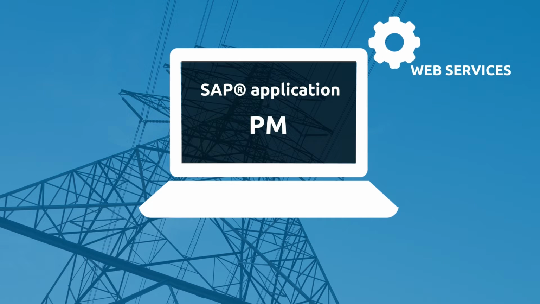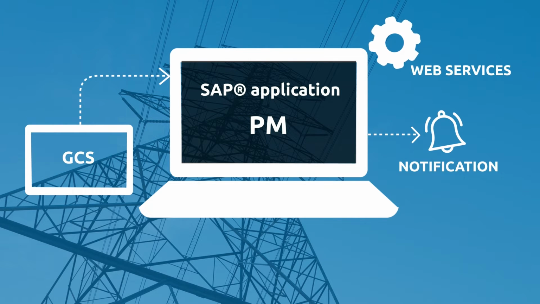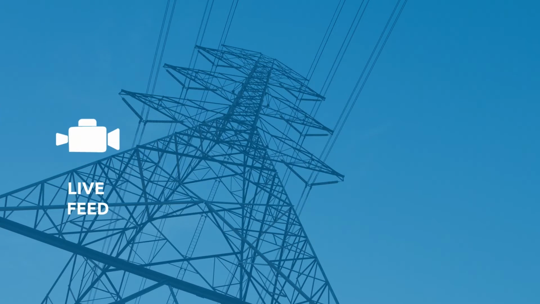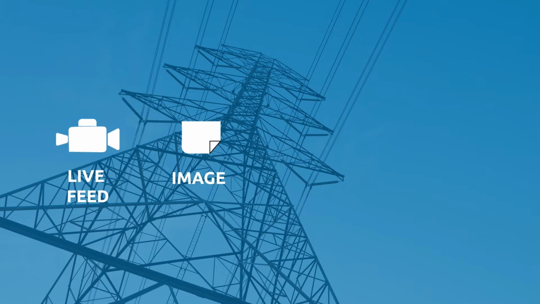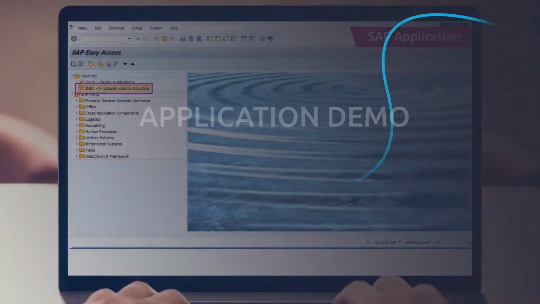Plant maintenance module is used to create master data for the Powerline data like functional location, class, characteristic. Notification will be created based on the inspection result received from GCS application. And service order, assignment scheduling and dispatching will be done using work order management module. The solution is enabled with live feed, image, video analytics and cloud application. Let's see how the solution works.